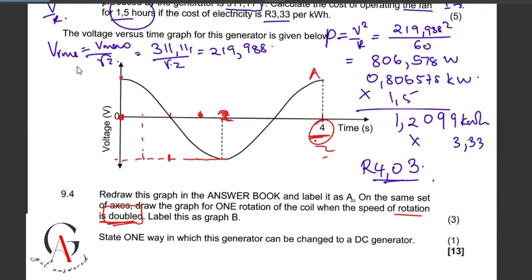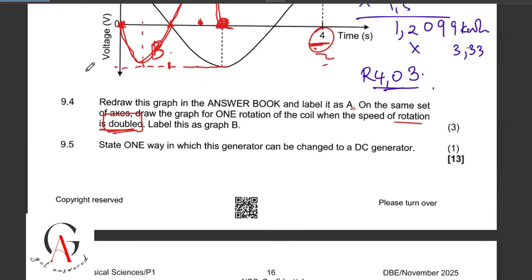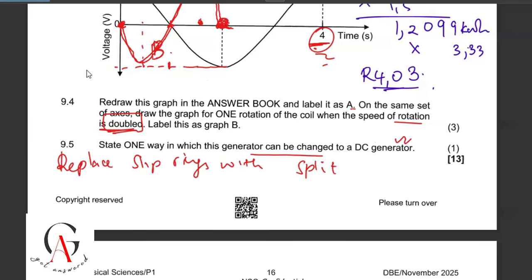So we're going to have our maximum at 0,5, minimum at that, and then we're going to have the same height. That's where we're going to have our maximum, in this sort of format. Okay, so it starts from 0 and ends at this point here. So this is our B that the question wanted. And then 5.9.5, state one way in which the generator can be changed into a DC. So in this case, we need to replace the slip rings with what we call the split ring commutator.